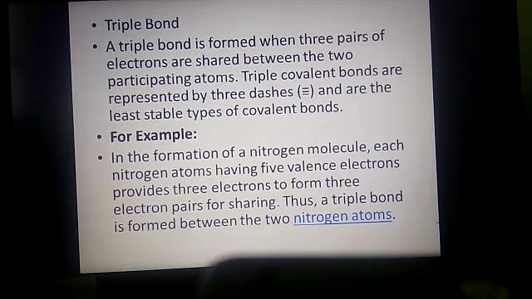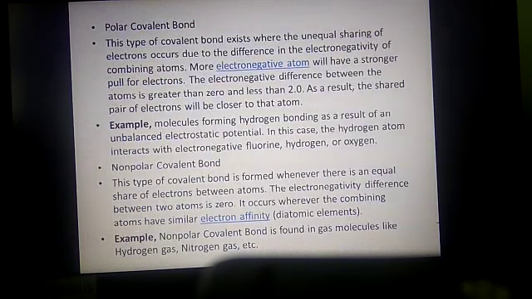A triple bond is formed when 3 pairs of electrons are shared between two participating atoms. Triple covalent bonds are represented by 3 dashes and are the least stable type of covalent bonds. In the formation of the nitrogen molecule, each nitrogen atom has 5 valence electrons and provides 3 valence electrons to form 3 electron pairs for sharing, and a triple bond is formed between the nitrogen atoms.